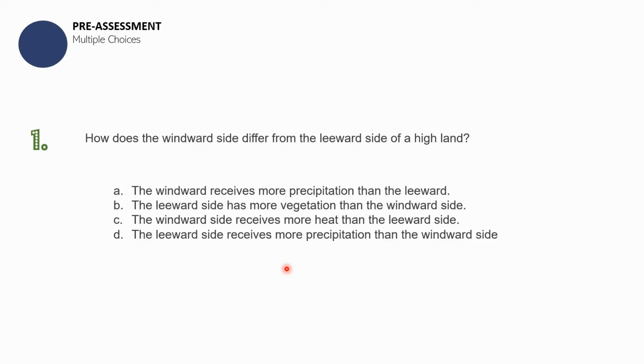A, the windward receives more precipitation than the leeward. B, the leeward side has more vegetation than the windward side. C, the windward side receives more heat than the leeward side. And D, the leeward side receives more precipitation than the windward side. You're given 5 seconds to answer this question. Let's proceed with the next question.